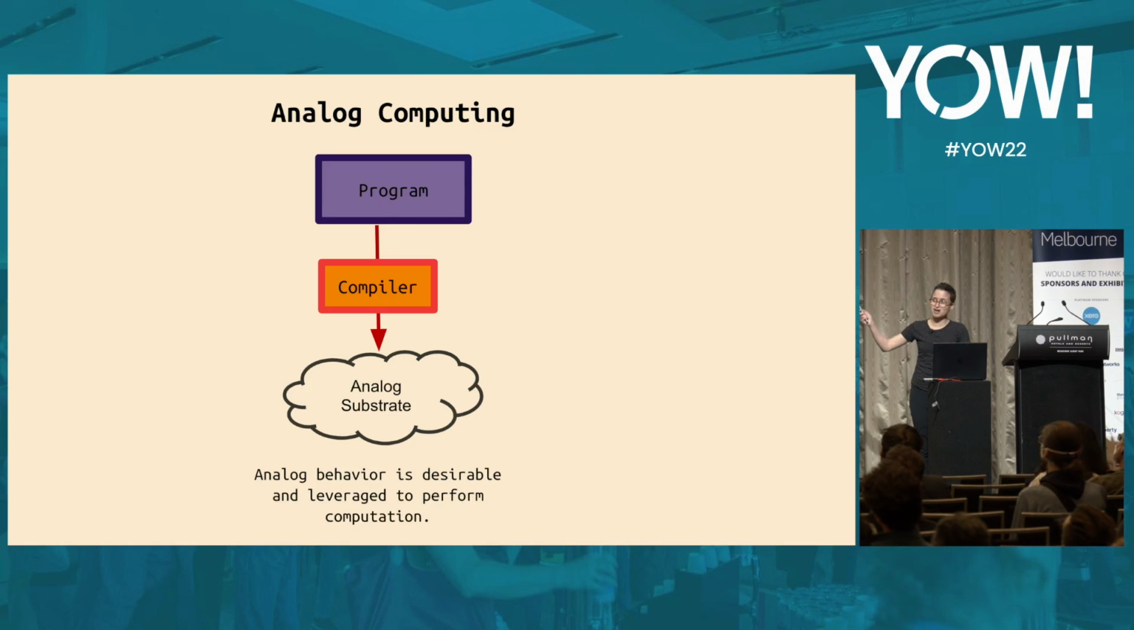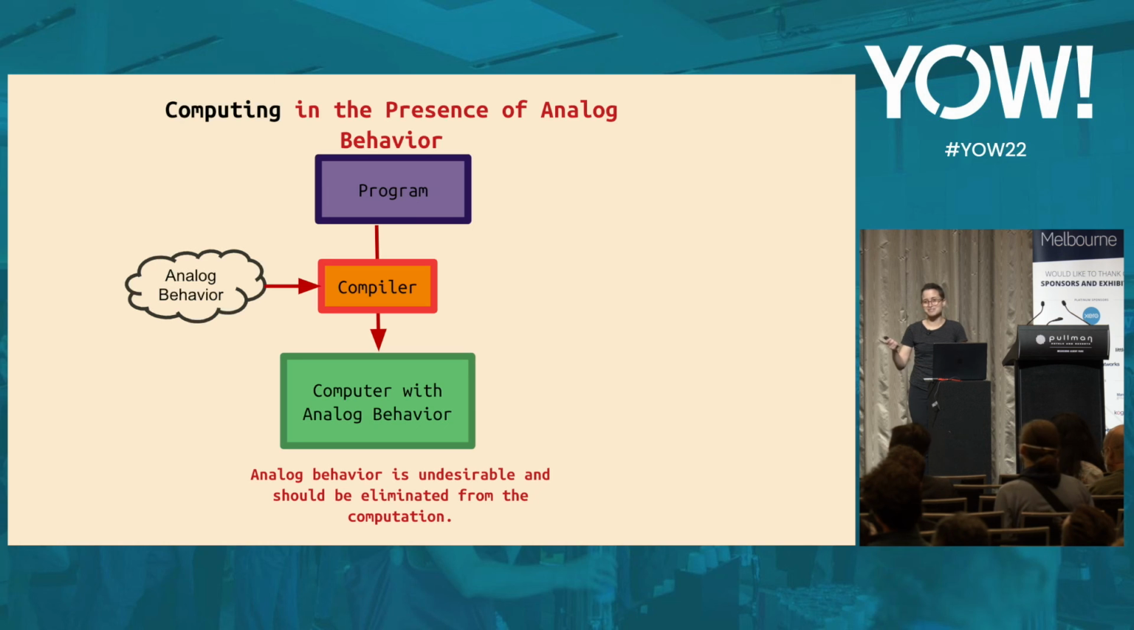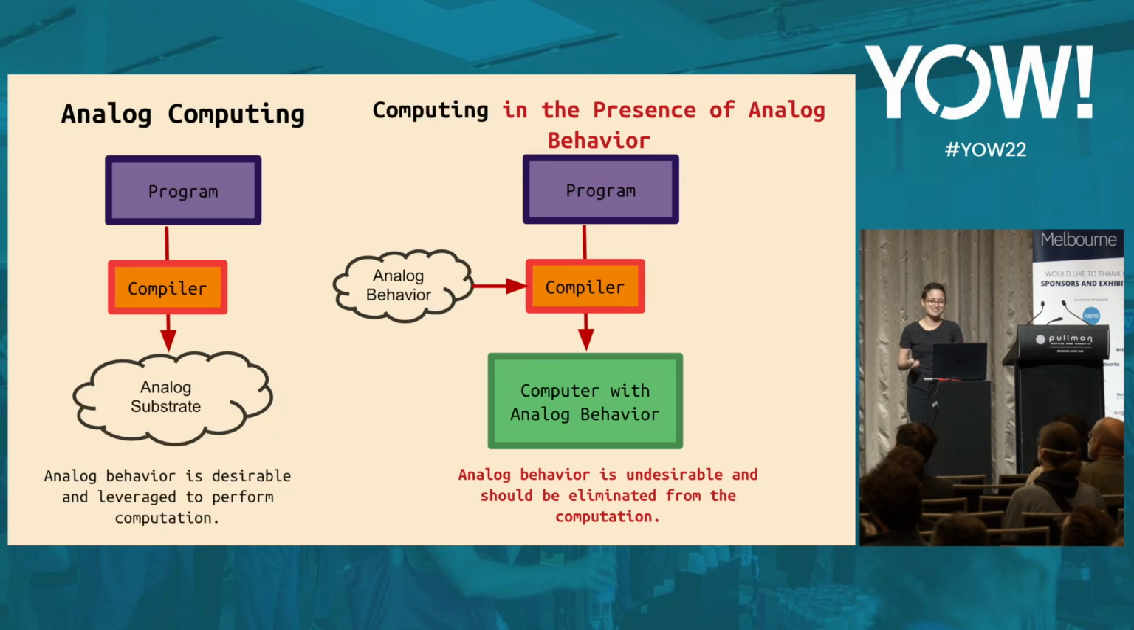So in this talk, we talked about this optimistic form of dealing with analog behavior, where we use some of it to do computation and get rid of the rest. There's also a more pessimistic use case, where you have hardware that has undesirable analog behavior that you have to live with, and it has to be eliminated from the computation. To do that, we need software techniques that can reason about analog behavior when mapping the program to the hardware. In any case, regardless of how analog behavior factors into your computation, into your software stack, I am interested in it. And that's my talk.